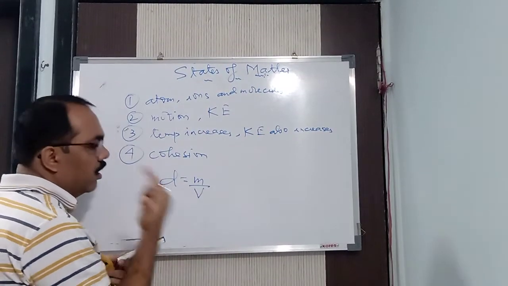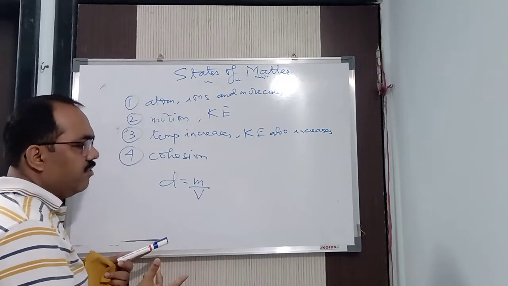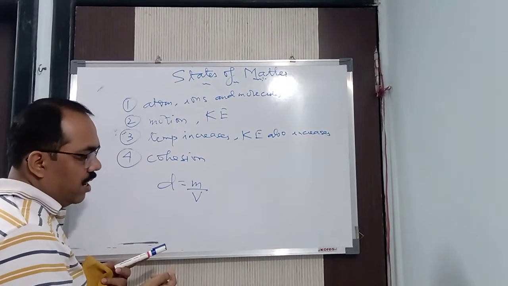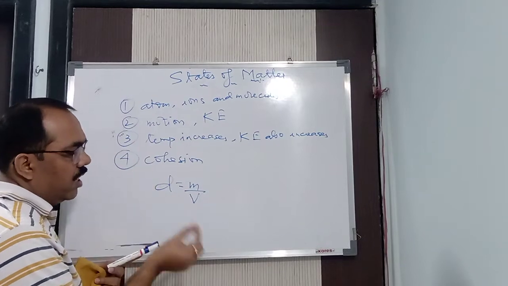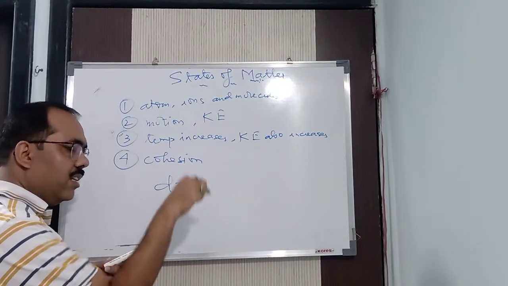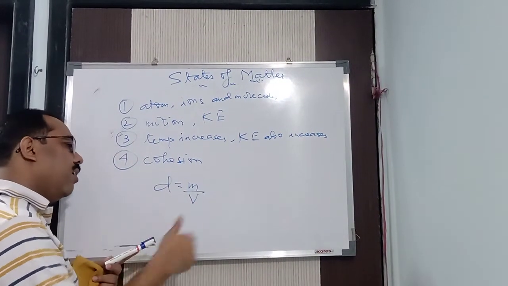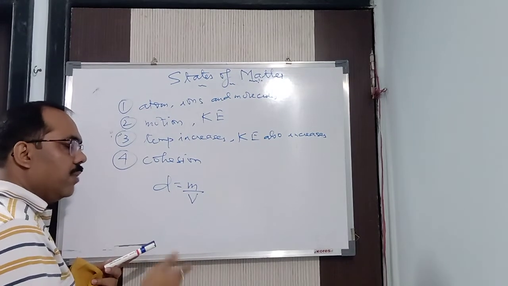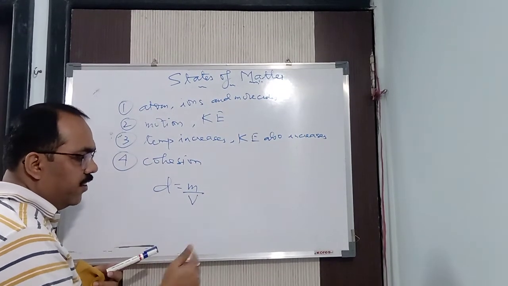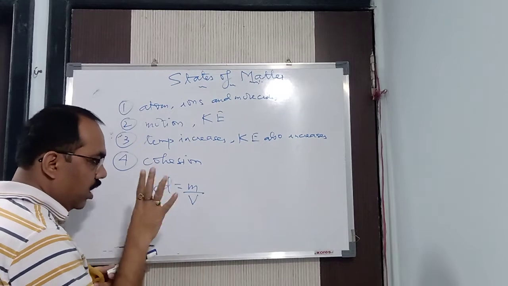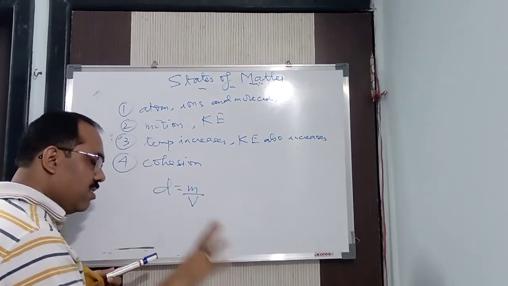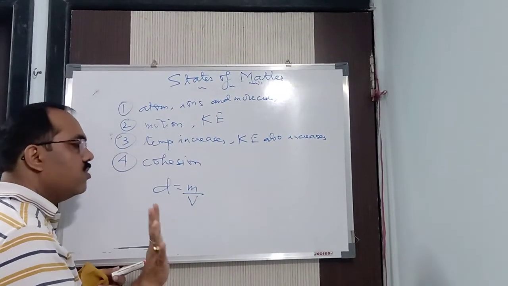Gases are highly diffusible, and liquids can diffuse into one another. For example, you take some water and put in a few drops of ink, and you will find that after some time the color of the water becomes the same as that of the ink, because the ink molecules diffuse in the water molecules. So liquids and gases are diffusible, but solids do not diffuse at all.